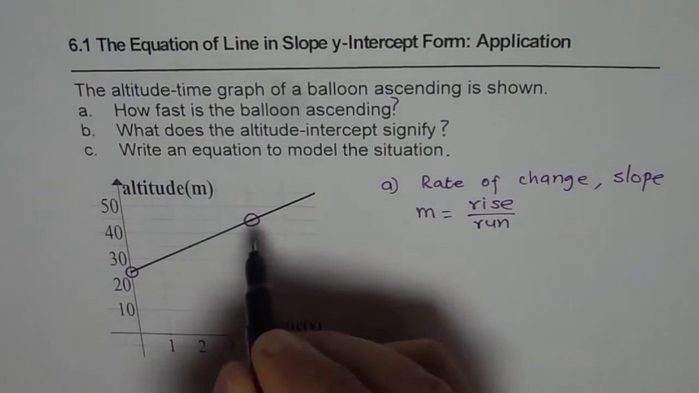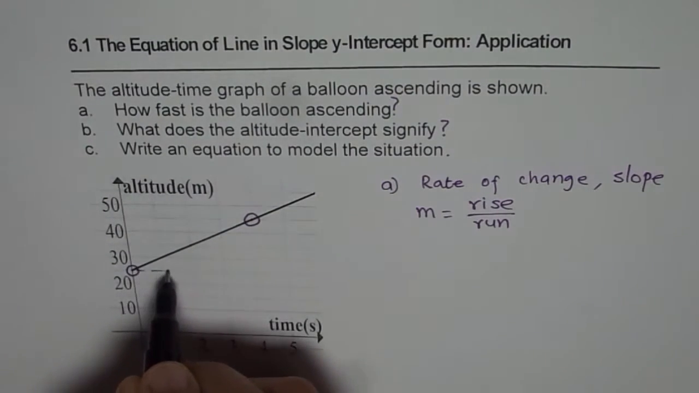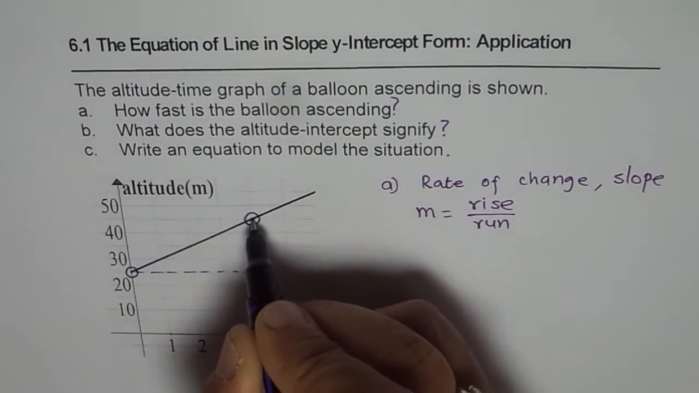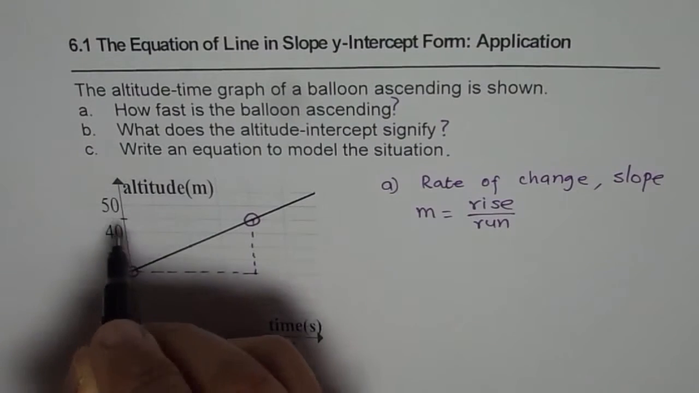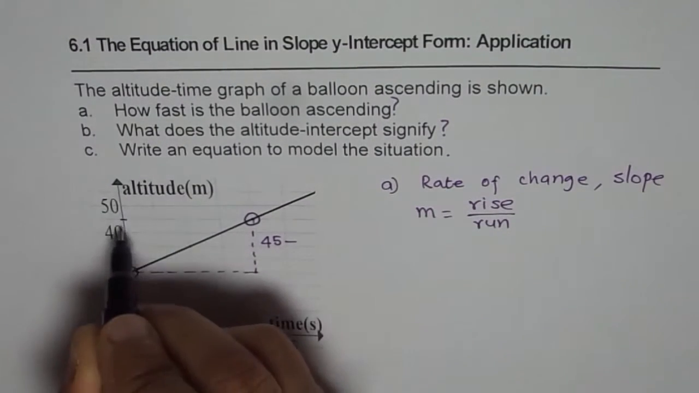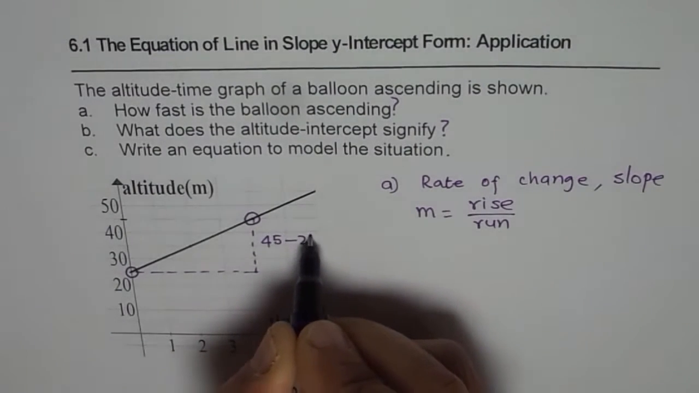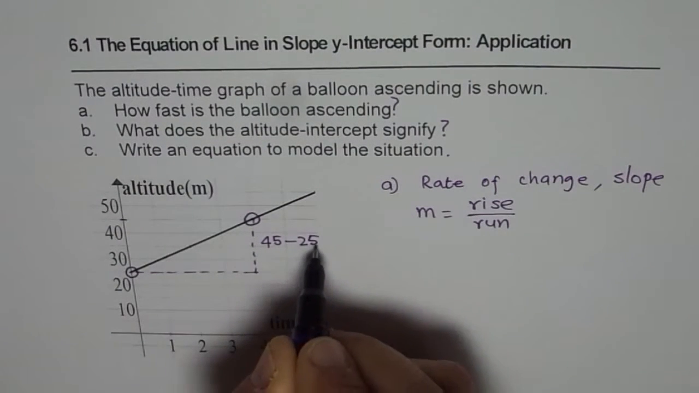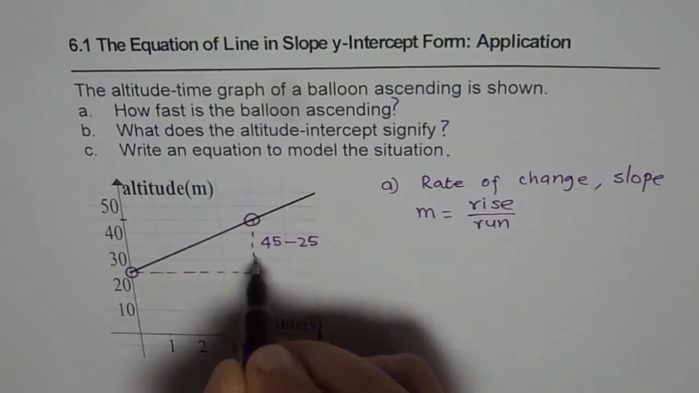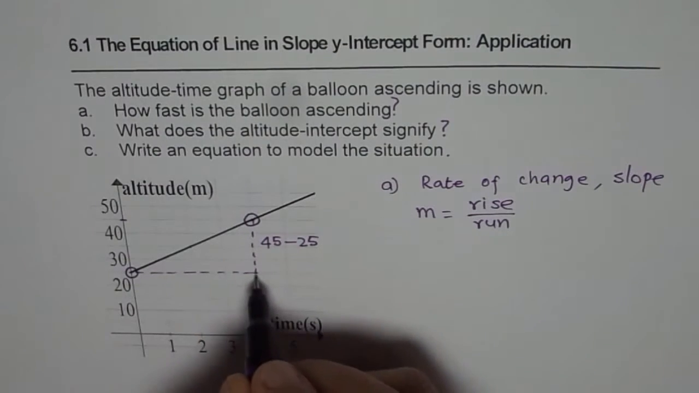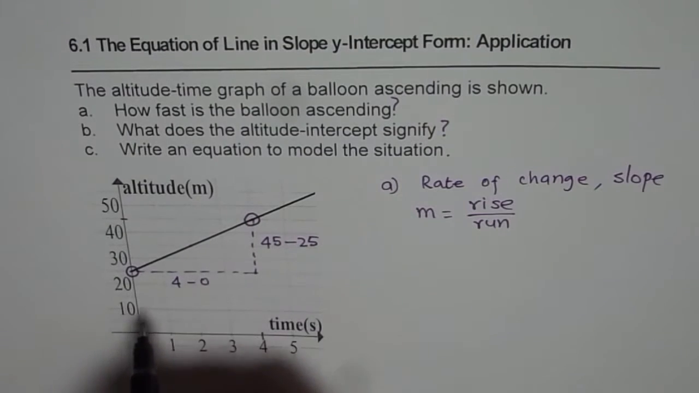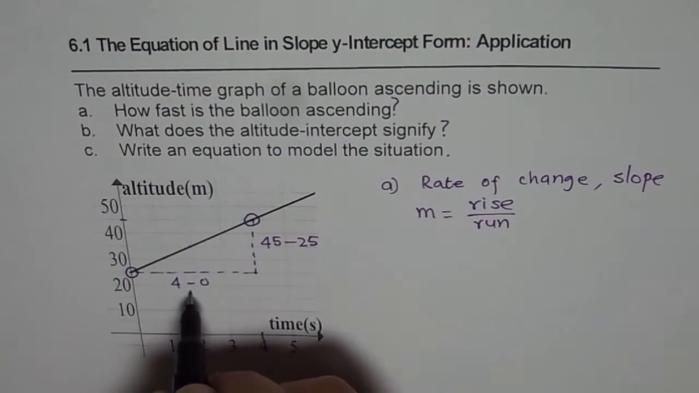So if I consider these 2 points, then what do I have? Let me make a triangle here. The rise is, this value is for us 45, and we started with 25. So it is y2 minus y1, which is 45 minus 25. That is the rise, and the run is, x value is 4 and this is 0. So it is 4 minus 0. So that is rise and this is run.